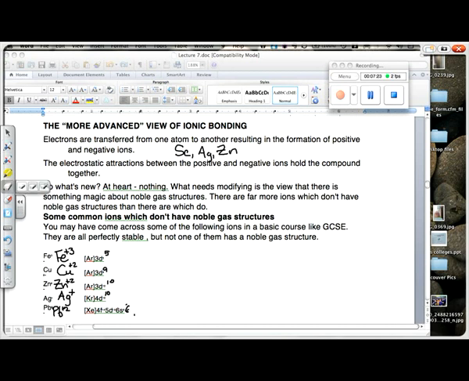Lead also forms a plus 4 ion as well. When it forms a plus 4, it ends up being xenon, 4f14, 5d10. Iron forms a plus 2 as well, so its plus 2 ion would be 3d6. The reason that I'm bringing this up here is to reinforce the fact that these are nothing like noble gas structures. So there's nothing particularly magical about that.